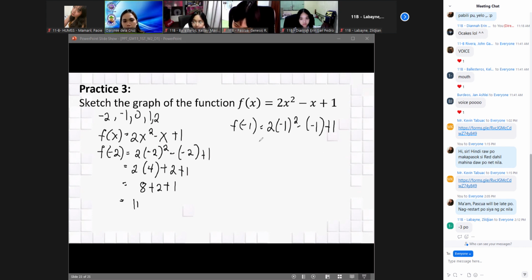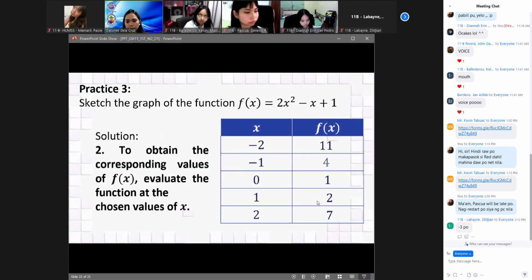If we substitute -1, so f of -1 is equals to 2 times -1 squared minus -1 plus 1. And then simplify. Copy si 2 and then -1 squared. -1 times -1. 1 po. Positive 1. Negative times -1, positive. Positive 1 and then copy yung plus 1. Okay? And then 2 times 1, 2 po. 2 plus 1, 3. Plus 1, 4 po. 4. Okay? And so on. So, pag na-complete na natin yung pag-evaluate ng function, ito na po ang magiging output: 11, 4, and then 0 and 1, 1 and 2, 2 and 7.